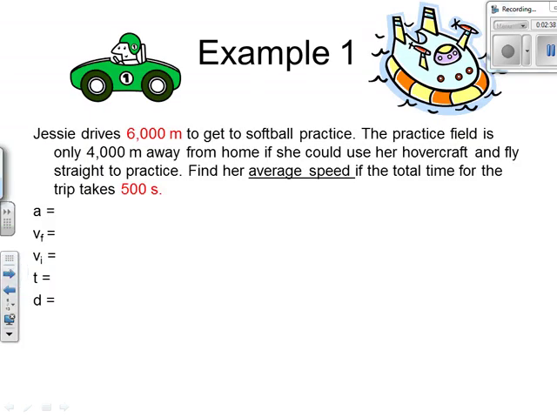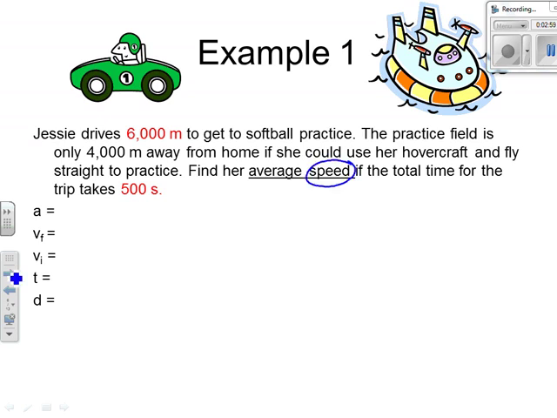So here's our first example. Jessie drives 6,000 meters to get to softball practice. The practice field is only 4,000 meters away from home if she could use her hovercraft and fly straight to practice. But since she can't fly, she has to make right and left turns along the way. So we want to find her average speed if the total time for the trip takes 500 seconds.